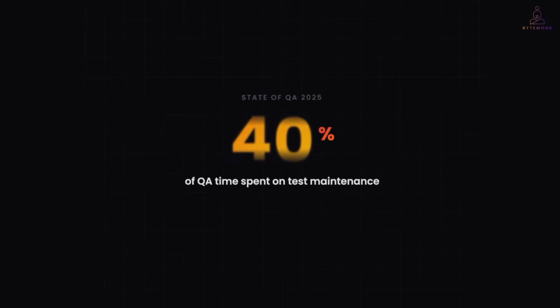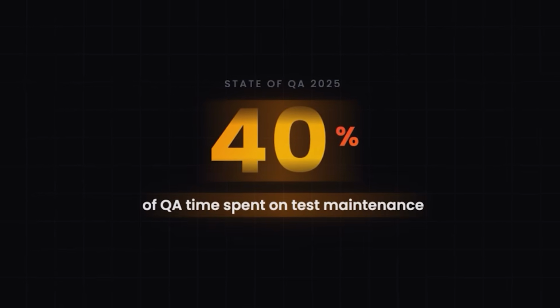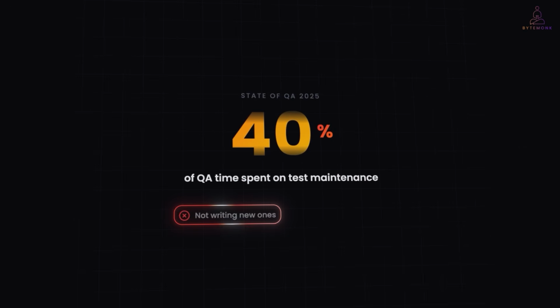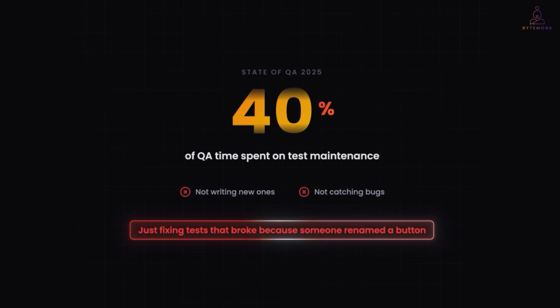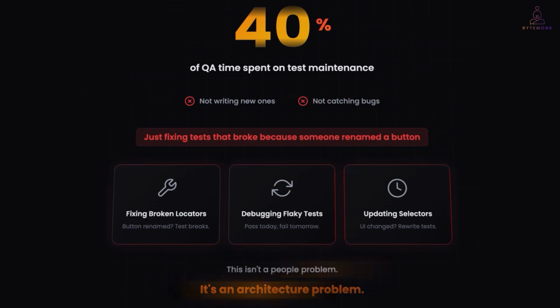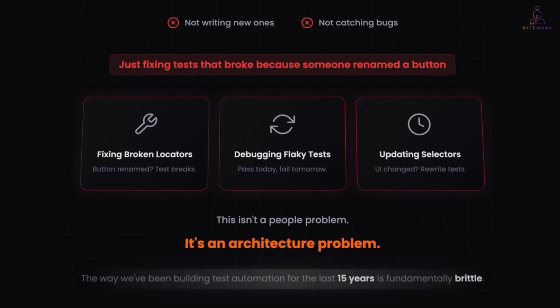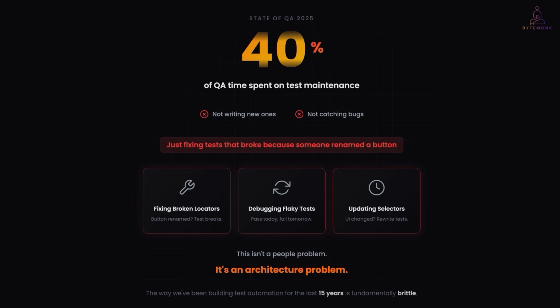Here's a stat that surprised me. QA teams spend 40% of their time just maintaining tests, not writing new ones, not catching bugs, just fixing tests that broke because someone renamed a button. And here's the thing, this isn't a people problem, it's an architecture problem. The way we have been building test automation for the last 15 years is fundamentally brittle, and most teams don't even realize there is another way.